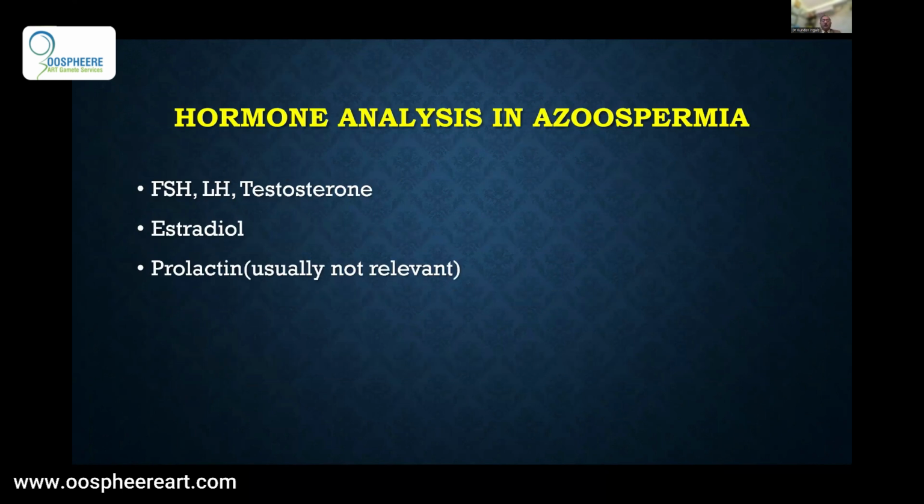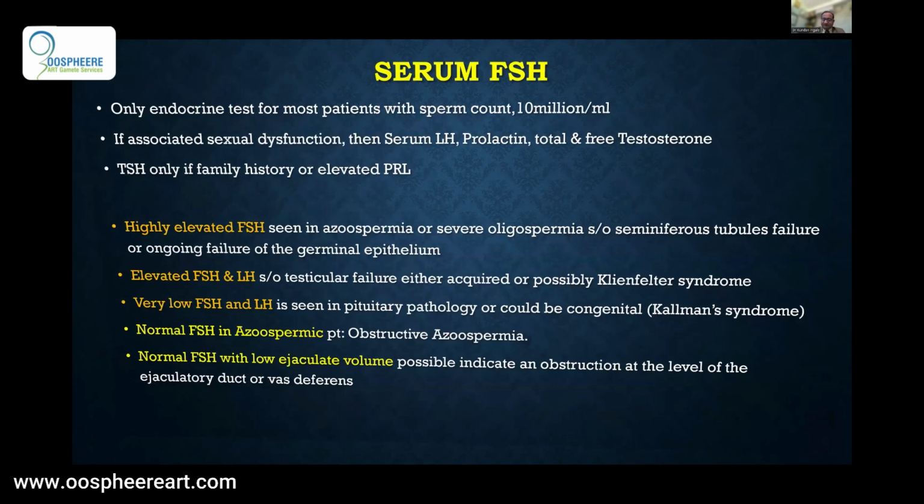Now, what hormones will you analyze after you have an azoospermia situation under the microscope? So you will be sending FSH, LH, testosterone, estradiol, and sometimes prolactin, which is not a very relevant and specific investigation for azoospermia, but FSH, LH, testosterone, and estradiol.